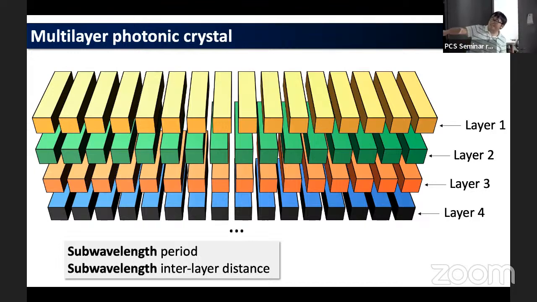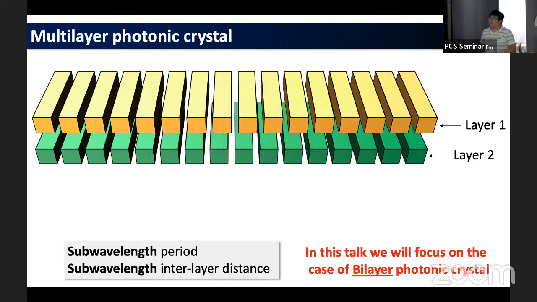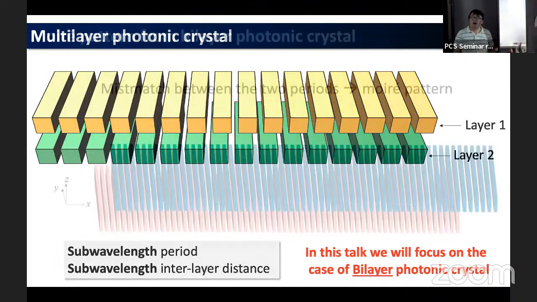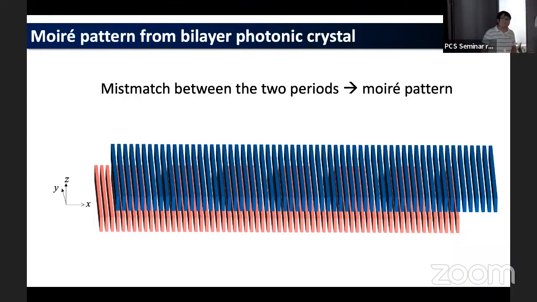And also the distance between them is very small. So with sub-wavelength interlayer distance, we can have evanescent coupling between them, like the one that I showed you before. Now the main difference is that before we only had the grating on top of the waveguide, now we have grating on top of grating. That means you have interlayer interaction for every mode. In this talk, I will only focus on the case of bilayer crystals, so we have two of them. And I consider a specific case where we have a moiré structure, when the two periods are not the same.